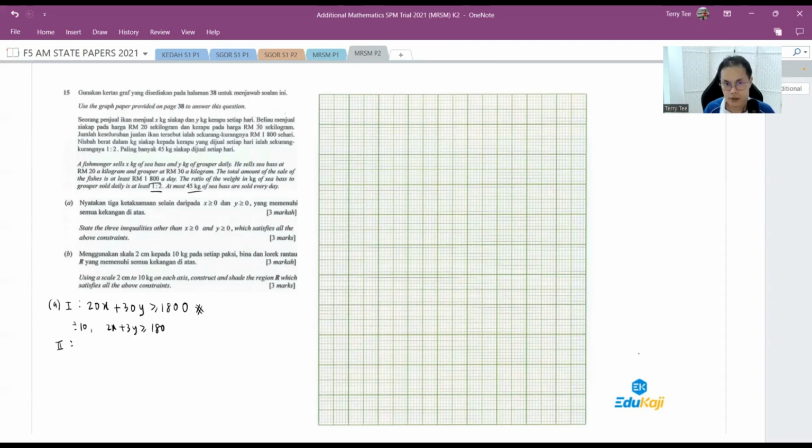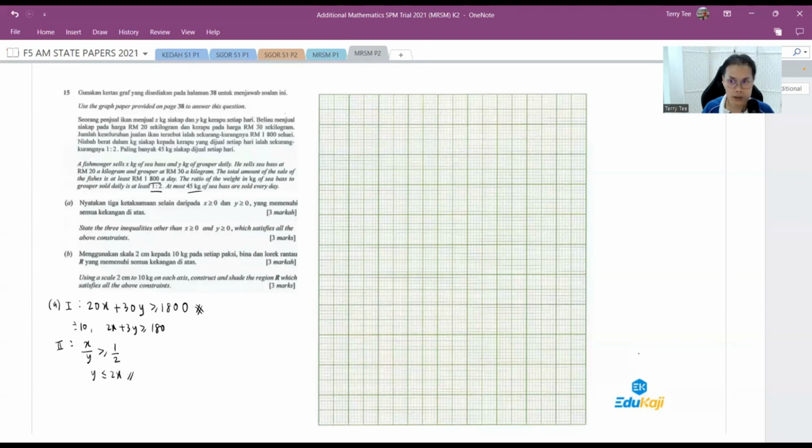All right. My second inequality is the ratio. The ratio of the weight of sea bass to the grouper is at least 1:2. So I write x over y is at least 1/2. So let's cross multiply. So this is 2x greater or equal to y. But normally what we do, we write y first. So y is less than or equal to 2x.